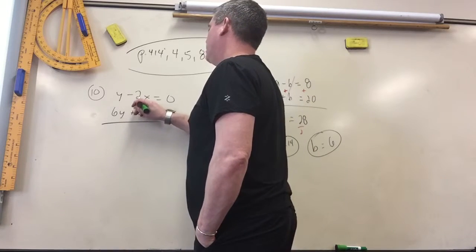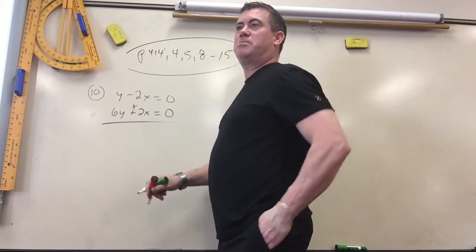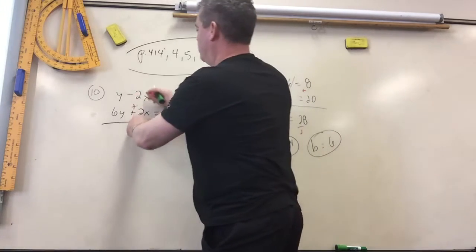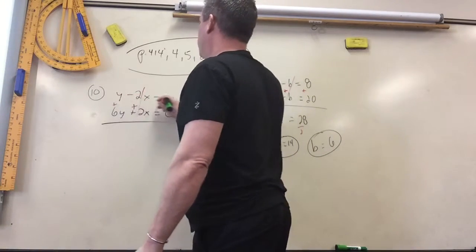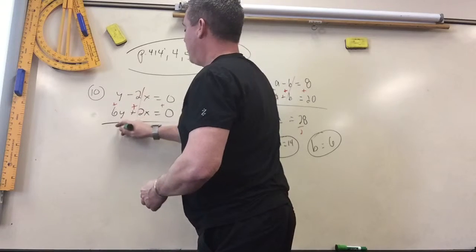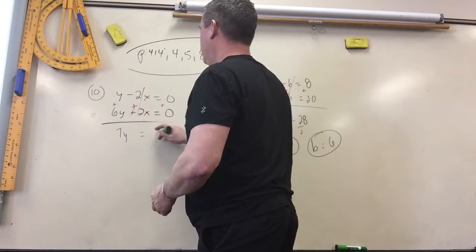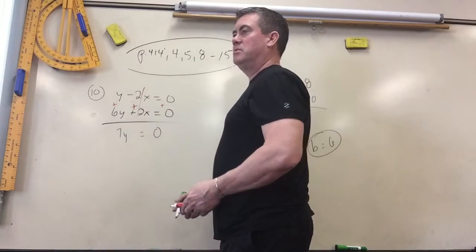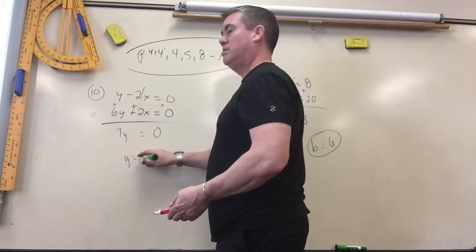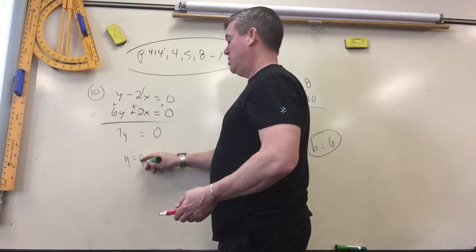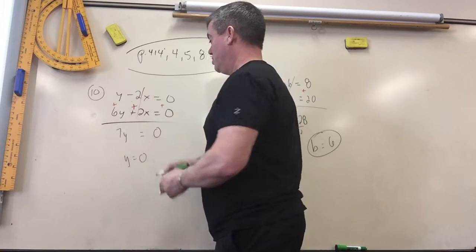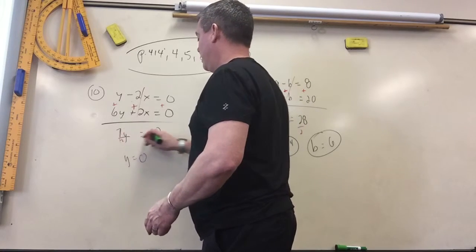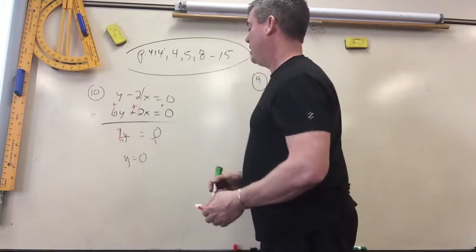So here, I would get rid of the x's by adding because a negative 2 plus a 2 is 0. So that's what you do to the others. That makes 7y. This makes 0. So y has to be 0. 7 times 0 is 0. If you divide by 7, you get 0.